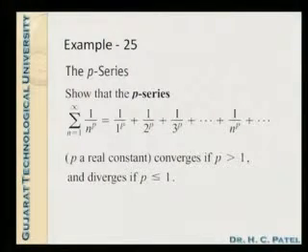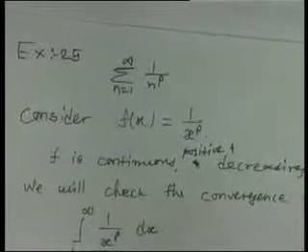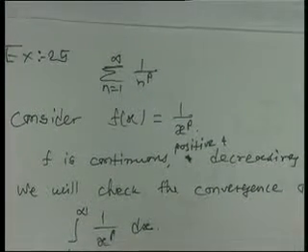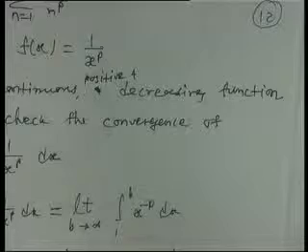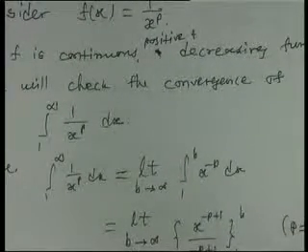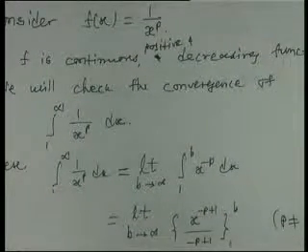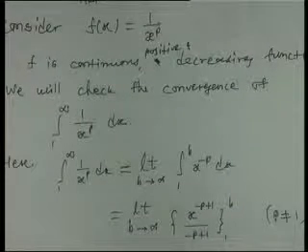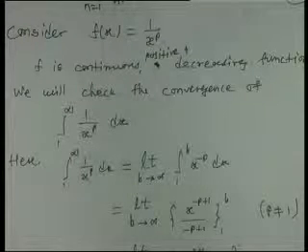So let us see here. We will consider f(x) equals 1 upon x raised to p. The function f is continuous, positive and decreasing, right? All the three properties required for the function are given. Here we will check the convergence of the integral from 1 to infinity of 1 upon x raised to p dx. We know that by the integral test, the convergence of this integration and the convergence of the required p-series will happen together, or both will diverge together.